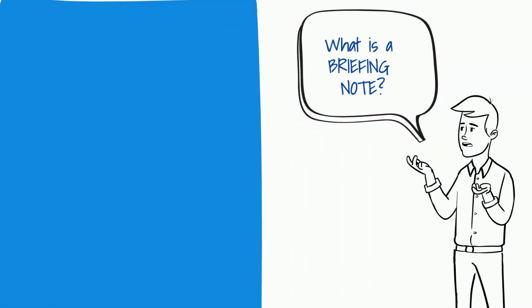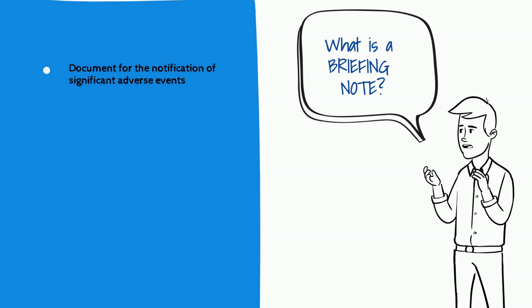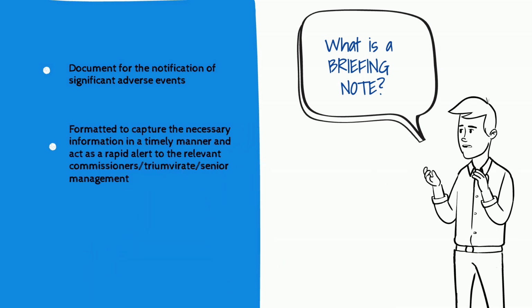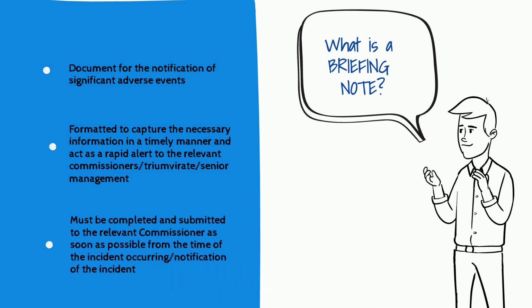Next, we will look at what a briefing note is. This is a communication tool used to notify when a significant, serious event has happened and used to support the decision on whether a SARE is required. It is formatted to capture the required details of the event and act as a rapid alert to the relevant Commissioner. There should be enough detail on the briefing note to provide the Commissioner with enough information to decide if a SARE is required or not. The briefing note must be completed and submitted to the Commissioner as soon as possible from the time of the incident occurring.